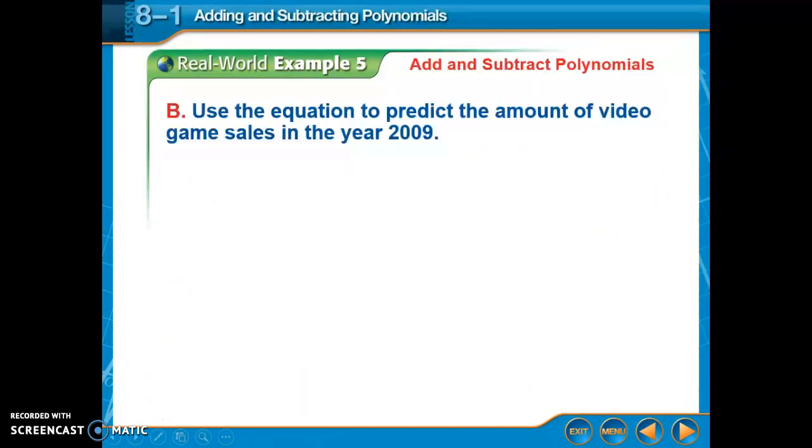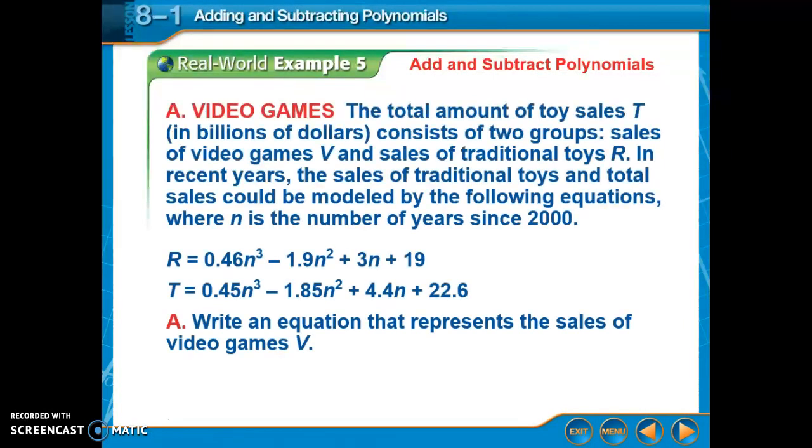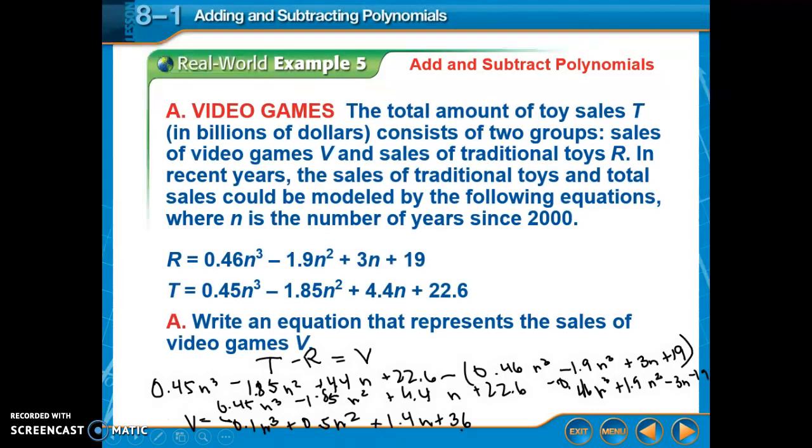If I want to use that equation to predict the amount of video game sales in the year 2009, n is the number of years since 2000. So I'm putting in 9 for n into this equation that I just found. So 9 cubed times negative 0.01, that's negative 7.29. 81 times 0.5 is 40.5.